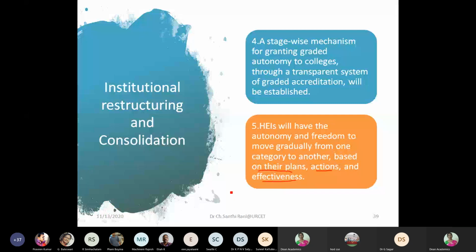For example, if there are 3 grades, A, B, C, just as an example I'm mentioning, we will be moving from one grade to another based on the plans, actions, and effectiveness.